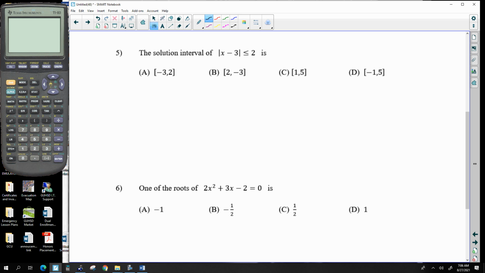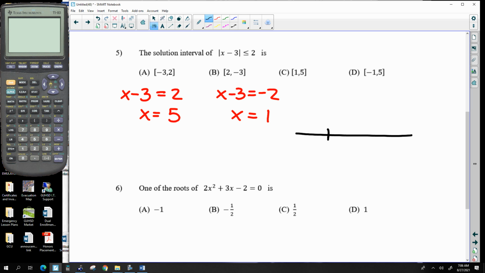Find the solution to this. Okay, so when I have an absolute value, what I want to look at is the positive and negative version of the answer. So what I'm looking at is where is x minus 3 equal to 2, and where is x minus 3 equal to -2. All right, so we get 5 and positive 1. Thinking of those on a number line, I have the number 1 and the number 5.